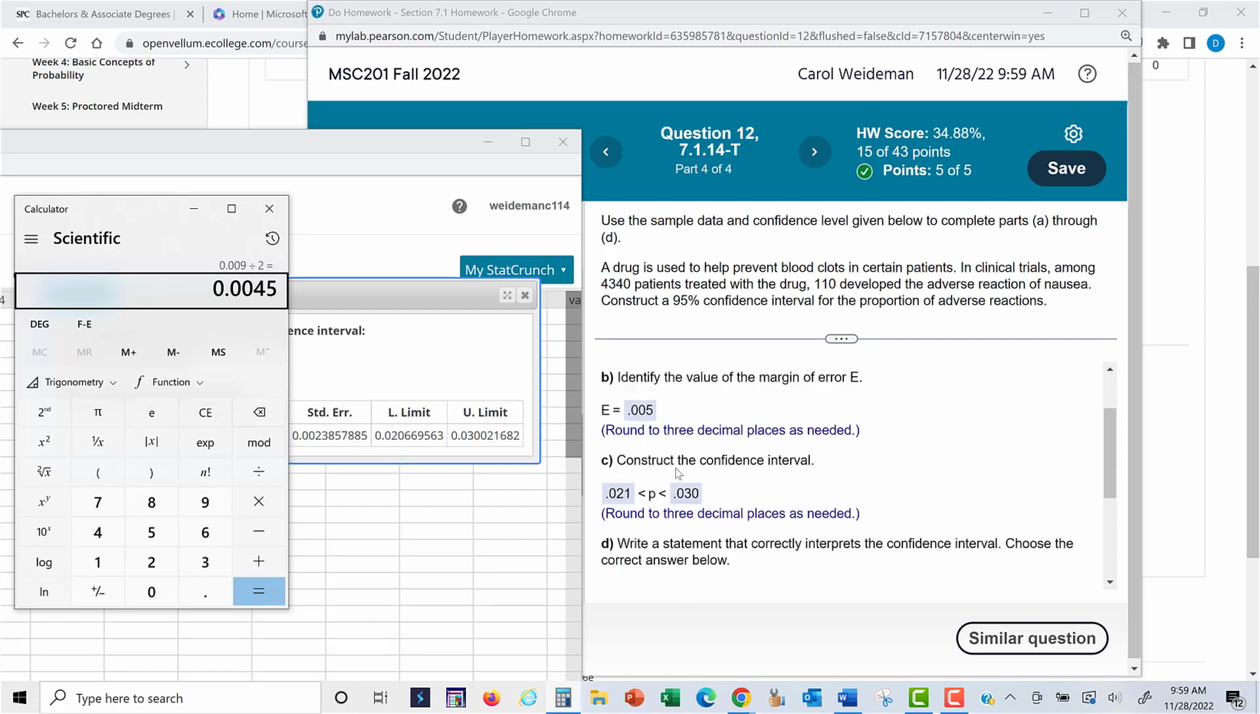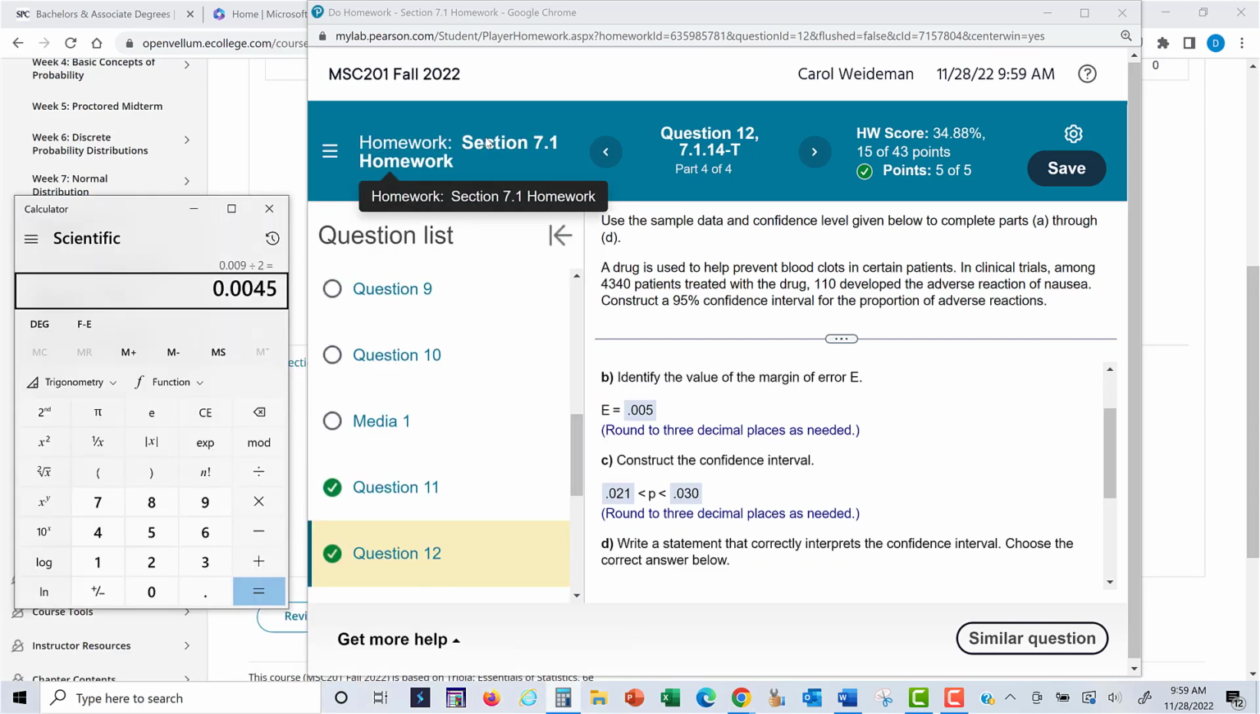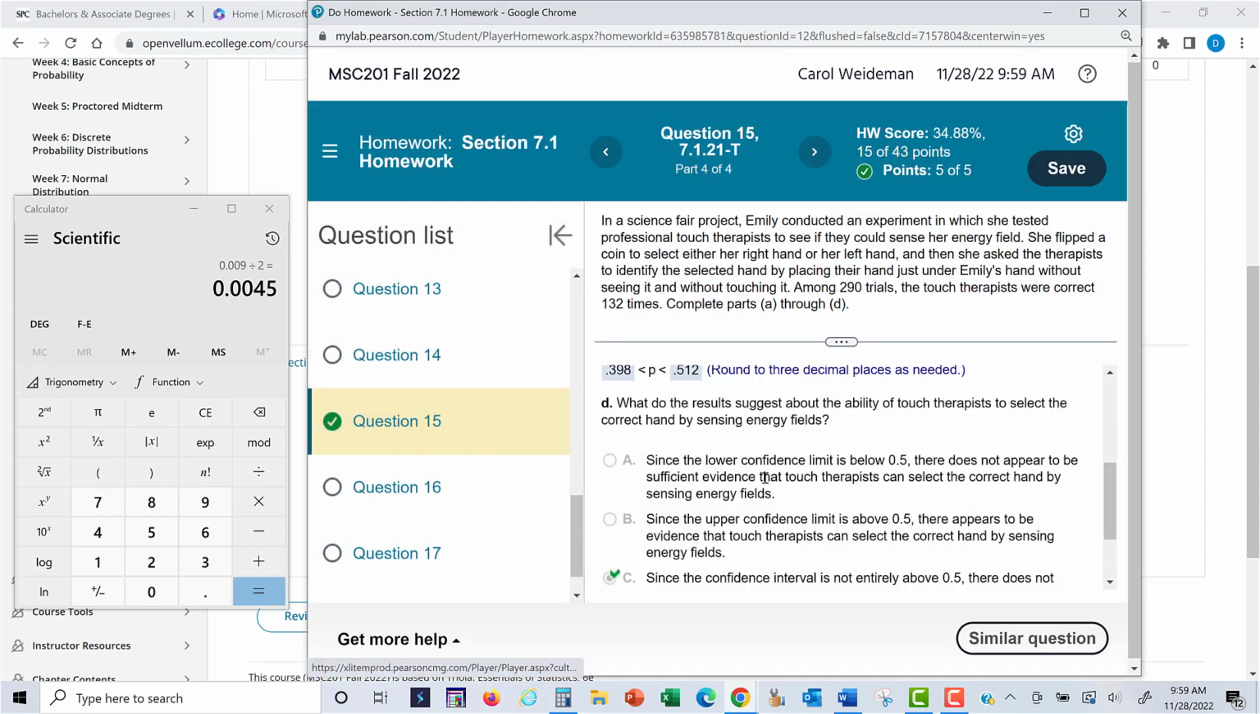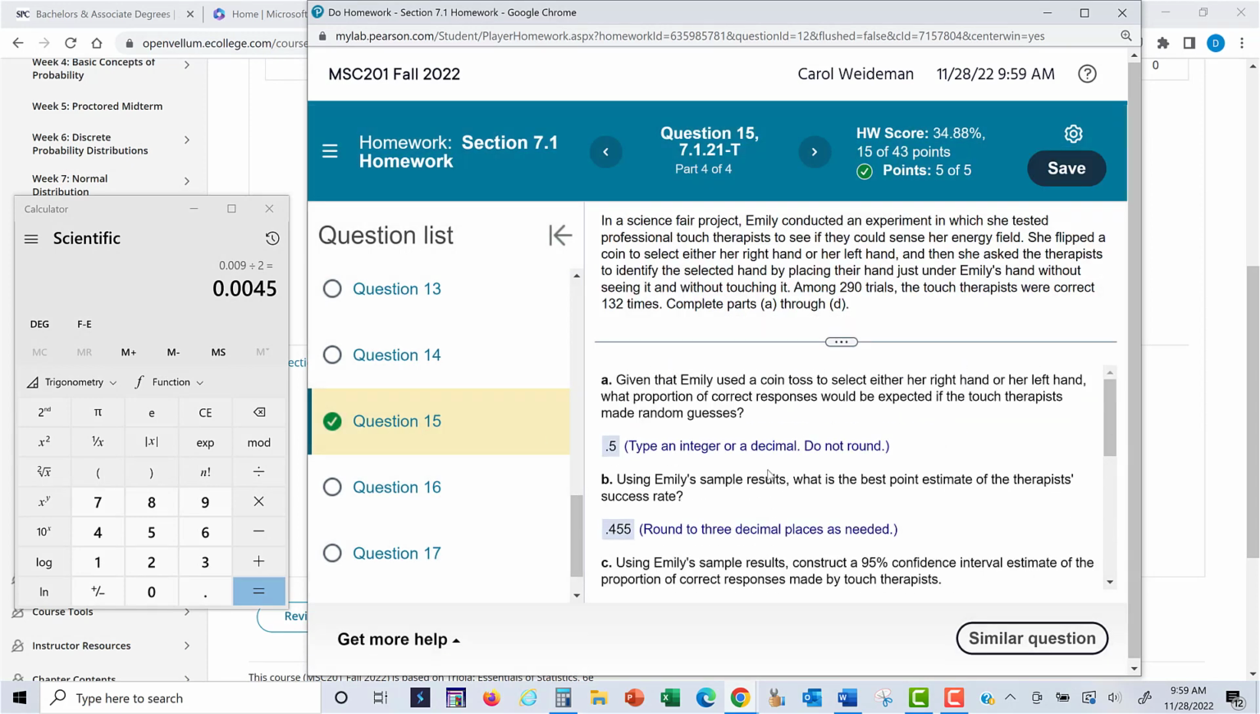And again, there's a last part of the question, which I'll let you answer. And then also pick number 15. So for number 15, this was the one about the science there and the professional touch therapist. If it was just using a coin toss to either select the right or left hand, then the proportion of correct responses would be 50%, so 0.5.